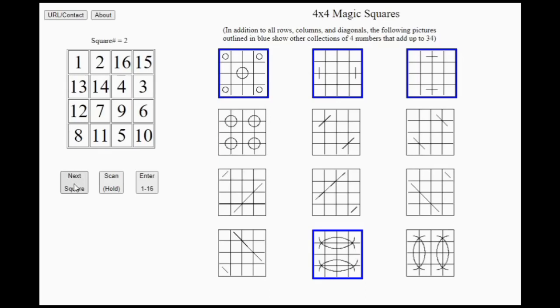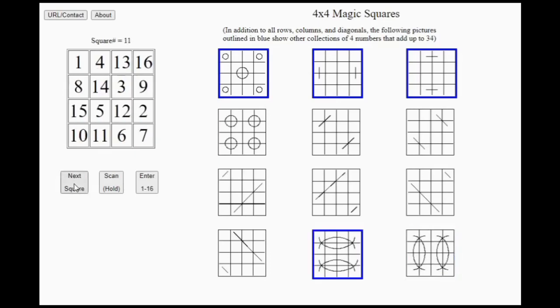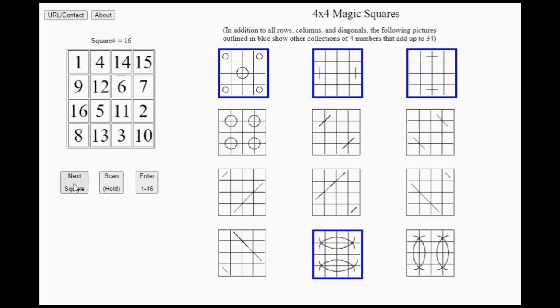I found that question to be very difficult to answer and realized that it was a job for a computer. It turns out that there are 400 4x4 magic squares that exist, each with a different number arrangement. By continually clicking the next square button, one can view all 400 squares one at a time.